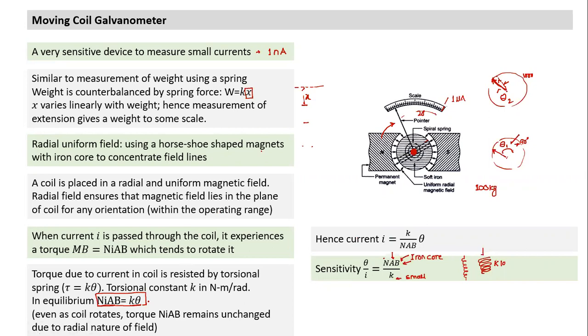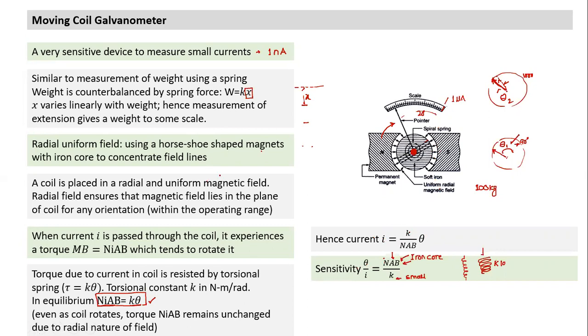It works on this principle. You equate two torques: the torque which is rotating due to the magnetic field, and the resisting torque due to the torsional spring. Based on this, we get this equation. We get the sensitivity, and moment since I is proportional to theta. By measuring angular displacement, by measuring theta, we can measure current. That's the principle on which the moving coil galvanometer works.